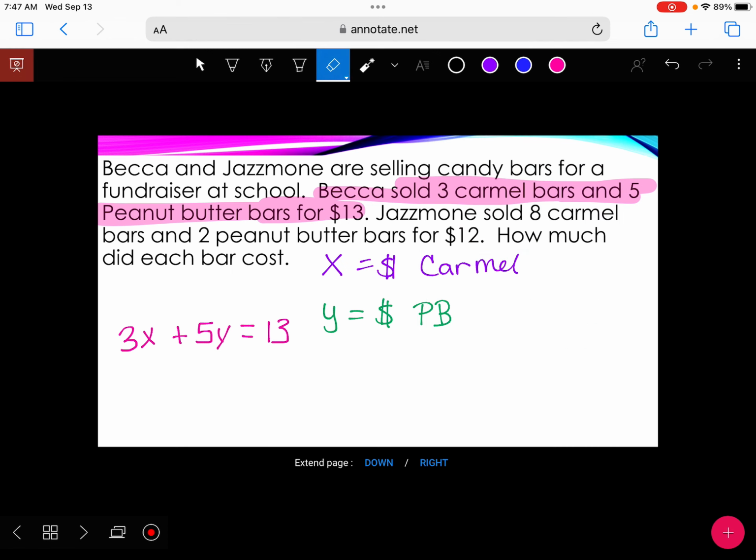How about for Jasmine A? Can you guys see how to write Jasmine A's? Jasmine A sold 8 caramel bars and 2 peanut butter bars for $12. How can I write an equation for her? 8x plus 2y equals 12.